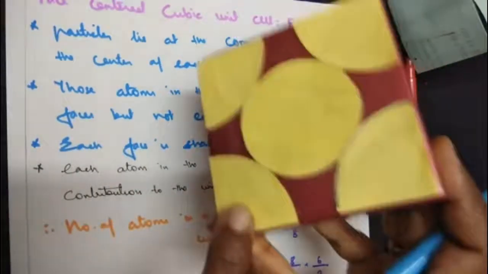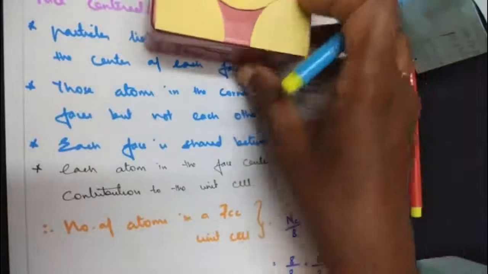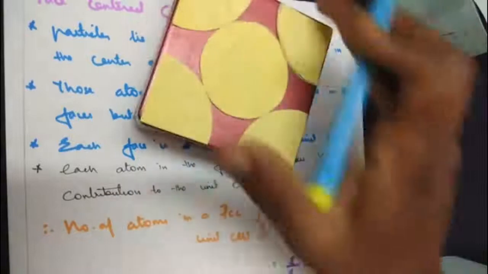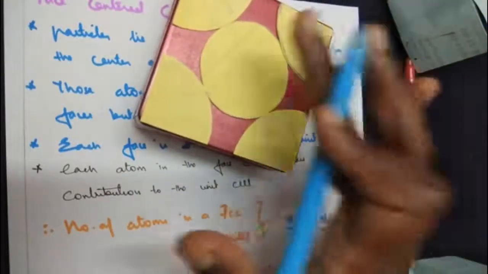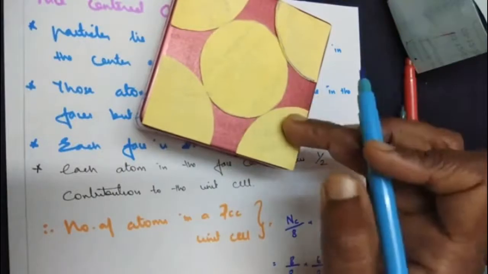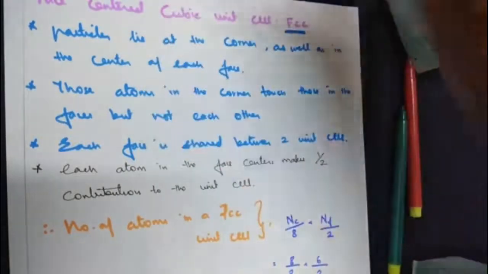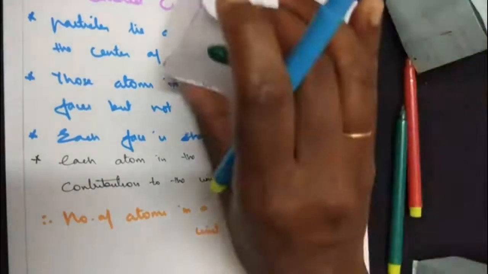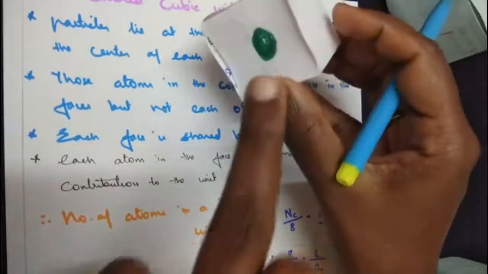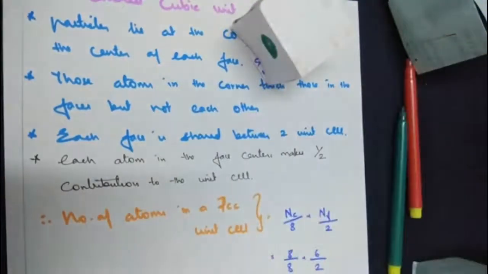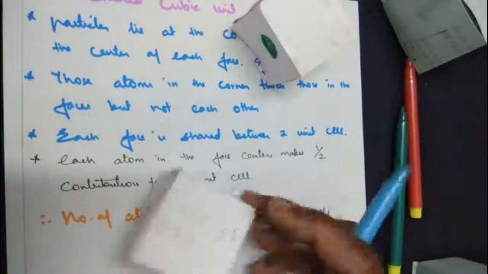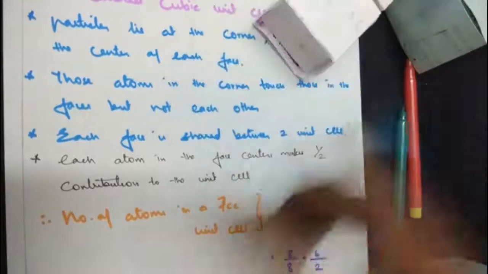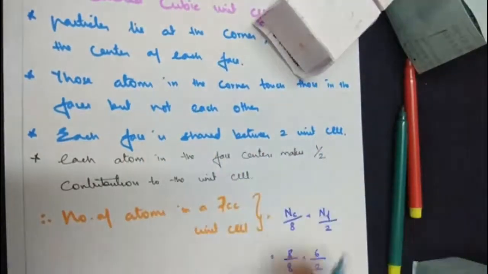The same explanation applies. Those atoms in the corner touch those in the faces. So this is one side face. The corner ones touch the center one, but they do not touch one another, as in the case of body centered. Each face is shared between two unit cells. If you remember, I gave you the explanation. I've marked a lattice point here. If it is shared with one more unit here, between the two they share and bring it to completion. So each face is shared between two unit cells.